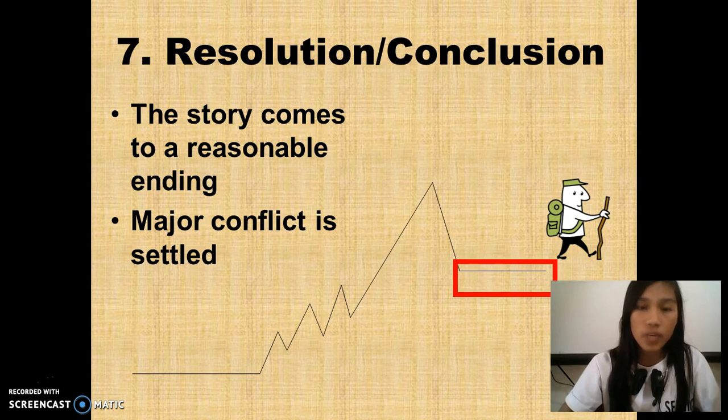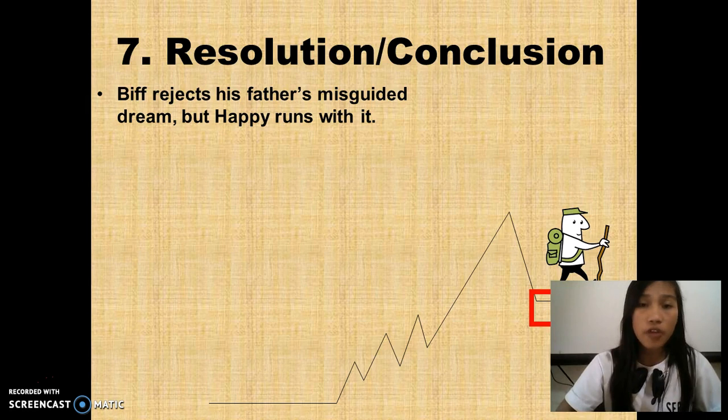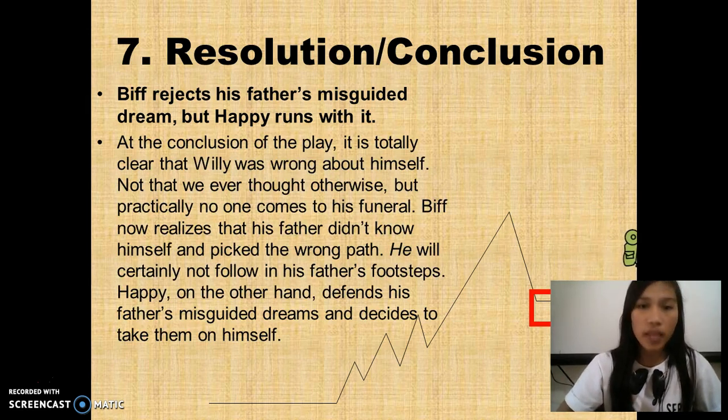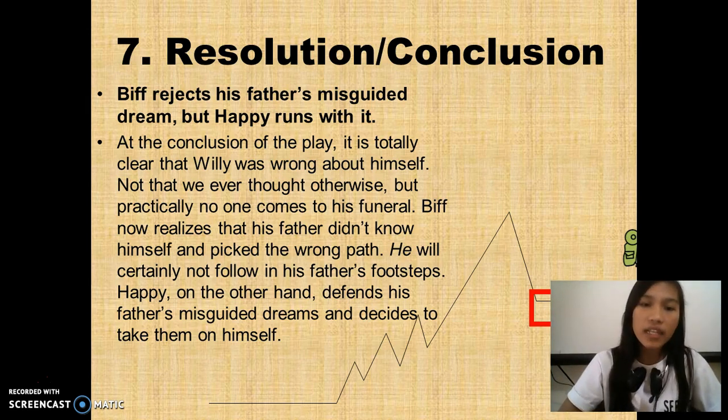Here, the story comes to a reasonable ending, and the major conflict is settled. What is the resolution or conclusion in the story? Biff rejects his father's misguided dream, but Happy runs with it. At the conclusion of the play, it is totally clear that Willie was wrong about himself. Not that we ever thought otherwise, but practically no one comes to his funeral. Biff now realizes that his father did not know himself and picked the wrong path. He will certainly not follow in his father's footsteps. Happy, on the other hand, defends his father's misguided dreams and decides to take them on himself.